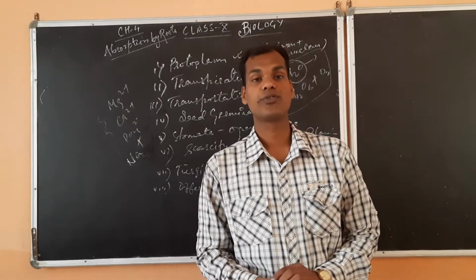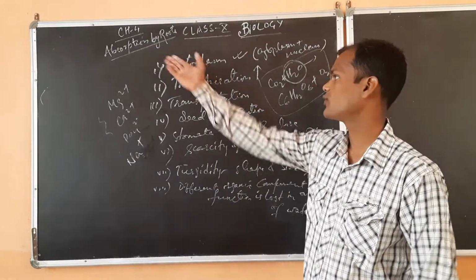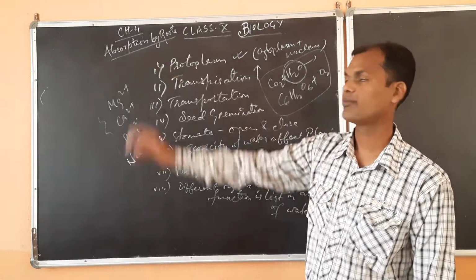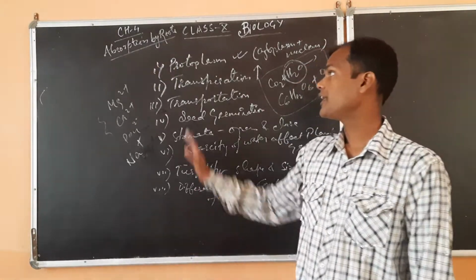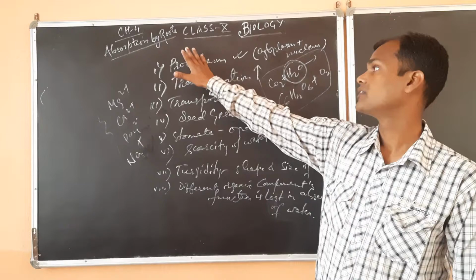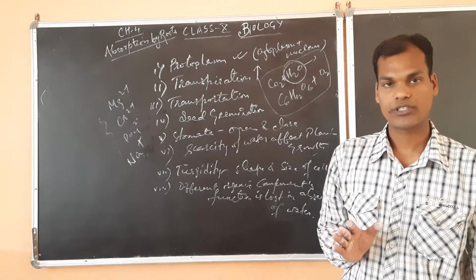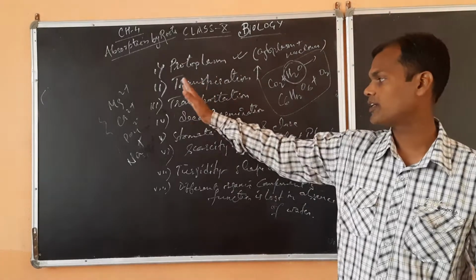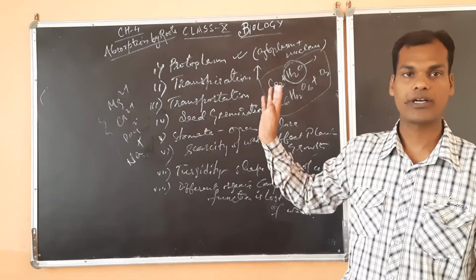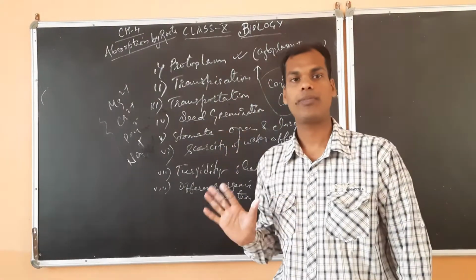Today I am going to start a new chapter, that is absorption by roots, chapter number 4. Here we have to study about the absorption, why it is necessary, what are the different processes by which it is taking place, and what are the uses of water and the importance of water and minerals in case of plants.